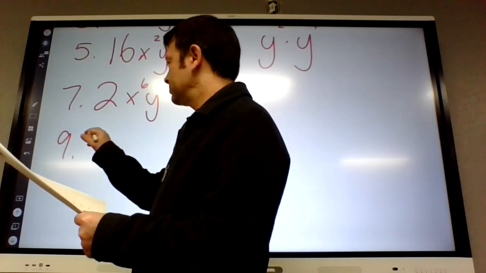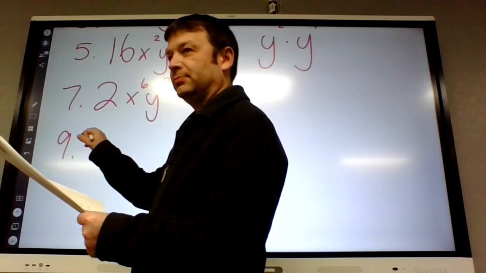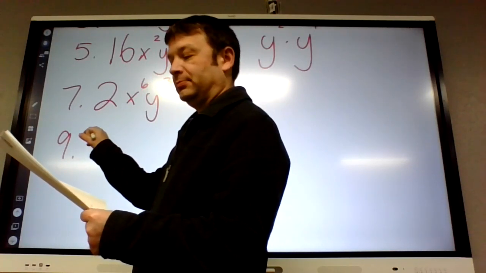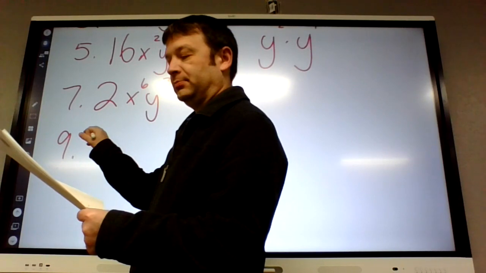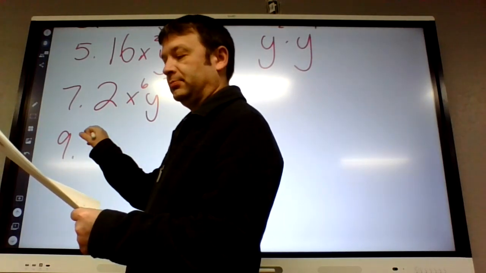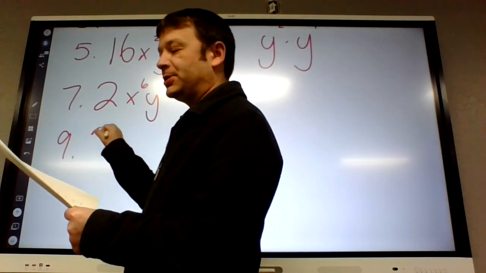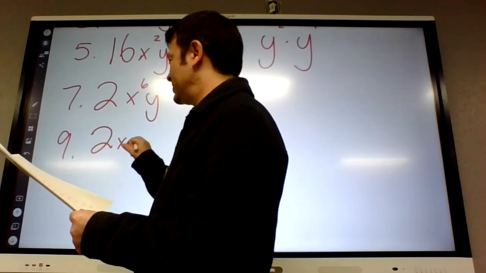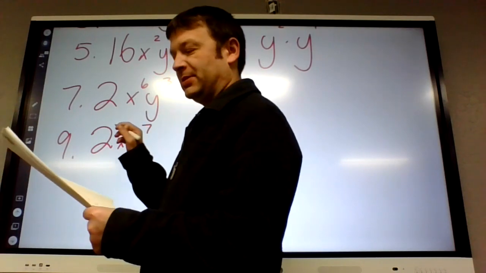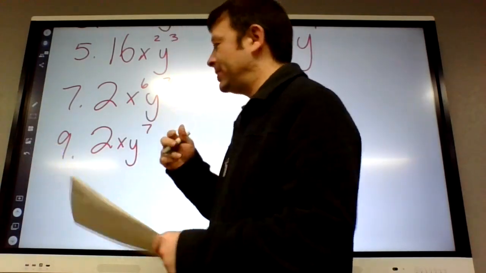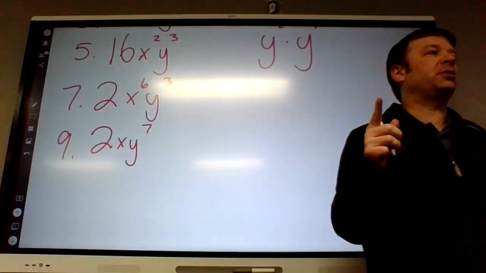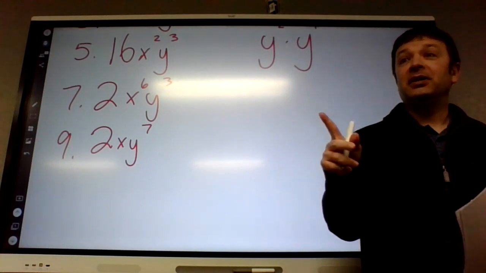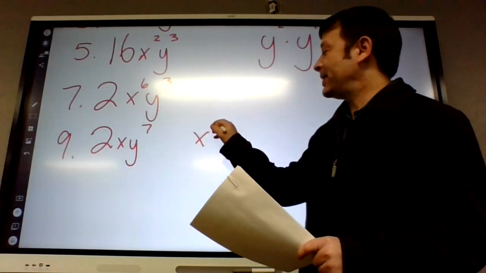Okay, Clayton, number 9. Is it 2xy^7 or 2x^2y^7? Or are those both wrong? Oh wait, that's number 9! Okay. So you said 2xy^7, is that what you said? Yeah, or 2x^2y^7. Okay, which one is it? Is it 2x^2? Or, well, what happens to that x to the 0?